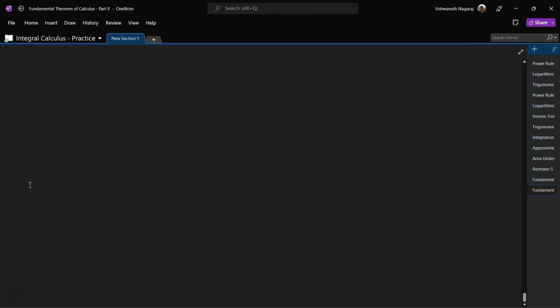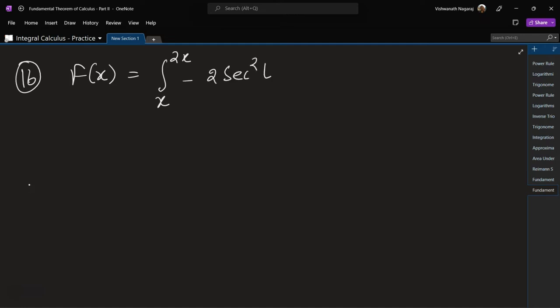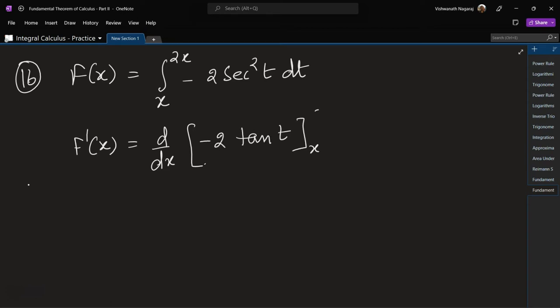Okay, that was the 15th one. Now 16th one. Capital F of x is equal to the integral from x to 2x of minus 2 sec square t dt. Okay, let's differentiate. We get d by dx of, let's integrate directly. If we integrate, we get minus 2 tan t from x to 2x.